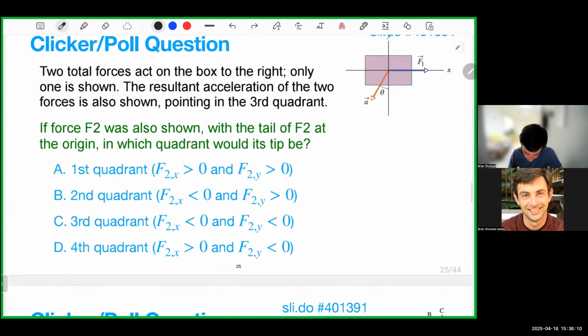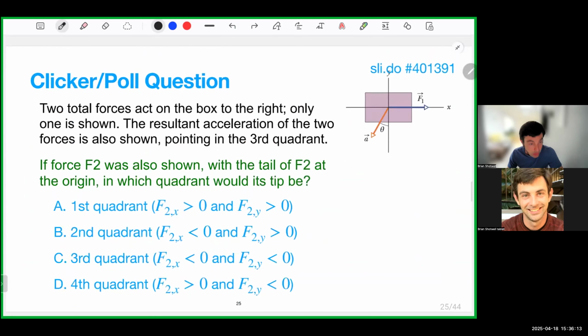Okay, let's try this one. Two total forces act on the box to the right. Only one of the two forces is shown. So what's shown right here is not a free body diagram. Be very careful, and you definitely don't want to do this. Whoever drew this is a bad person. Okay, the author of your physics textbook is a bad person. They drew this acceleration here, but really they did this to try and confuse you. But we're smarter than that. We're not going to let them confuse us.